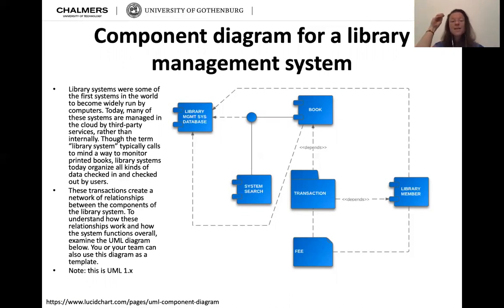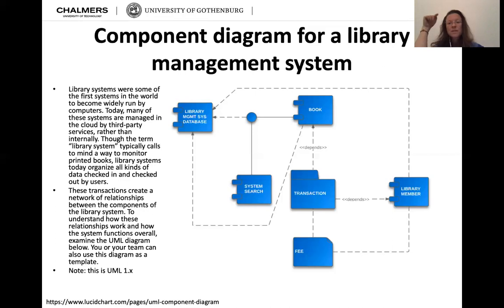And to understand how these relationships work and how the system functions overall, take a look at this UML diagram. You can even end up using something like this as a template. This is from Lucidchart. So if you are interested, Lucidchart is one of the UML tools that you can use. I believe they have a community edition.